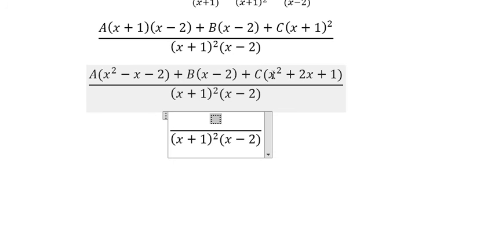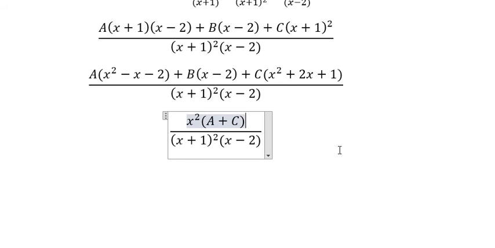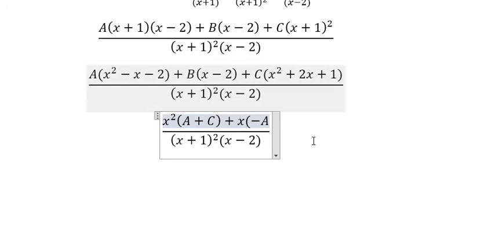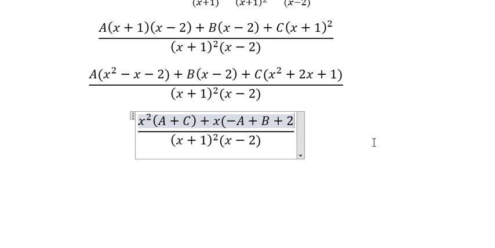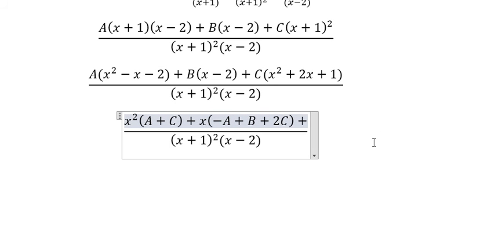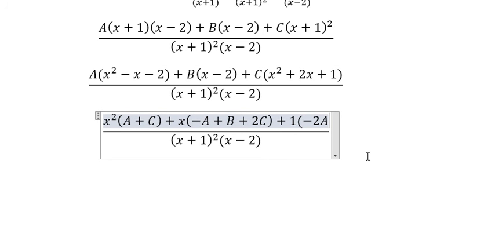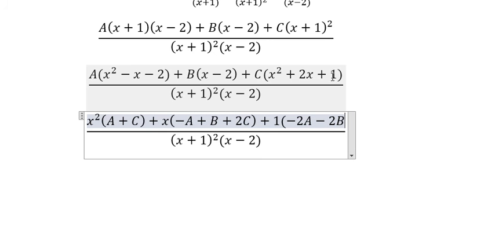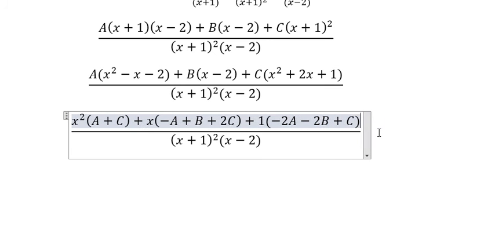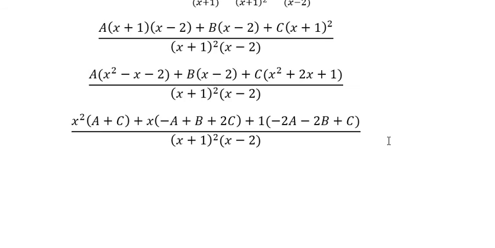So we have x squared and x squared, so we put A plus C. For x, we have negative A, positive B, 2C. For the number 1, we have negative 2A, negative 2B, and 1C. Now let's compare this one.